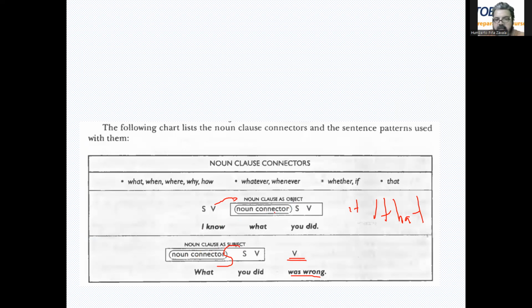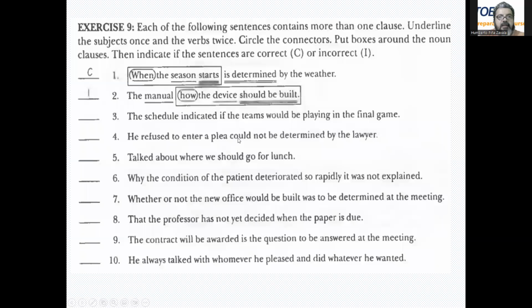I know that. What do you know? I know what you did. What you did was wrong. That was wrong. It was wrong. Okay, so objects and subjects. It's a noun clause, so it can act like a noun, and a noun can be an object or a subject. So I have to be careful with that.